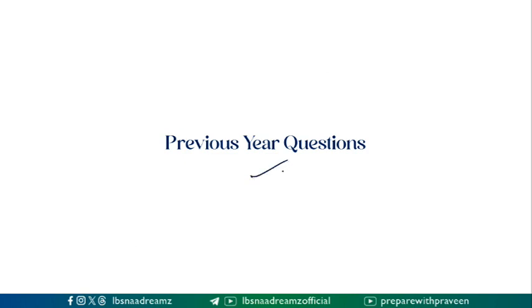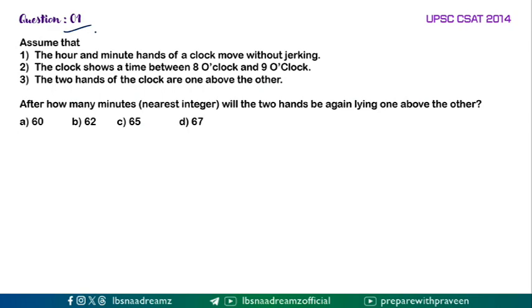Now we will see the previous year questions. Question number one, assume that the hour and minute hands of a clock move without jerking. The clock shows a time between 8 o'clock and 9 o'clock. The two hands of the clock are one above the other. That is, they both coincide each other.